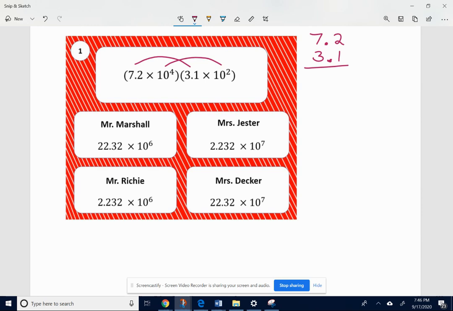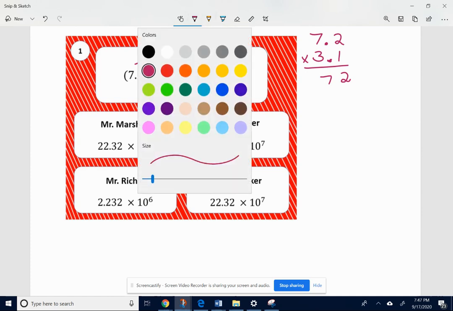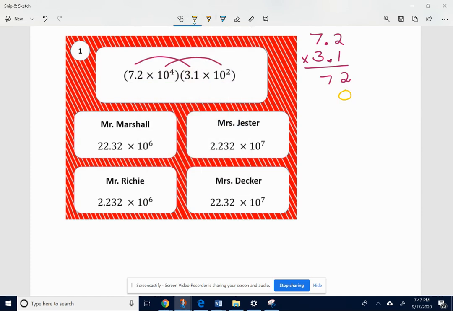Okay, 7.2 times 3.1. Multiply by 1 first. 1 times 2 is 2. 1 times 7 is 7. Bring the 0 down. And now we multiply by 3. 3 times 2 is 6. 3 times 7 is 21. Okay, add these up. 7 plus 6 is 13. Carry the 1. So we get 2, 2, 3, 2.